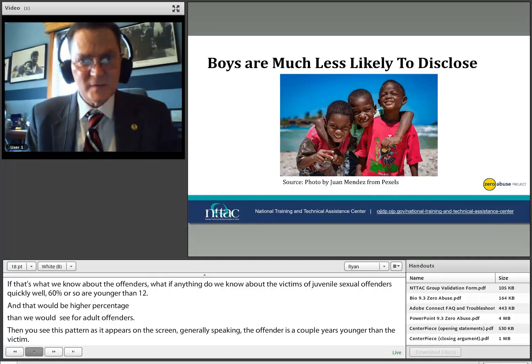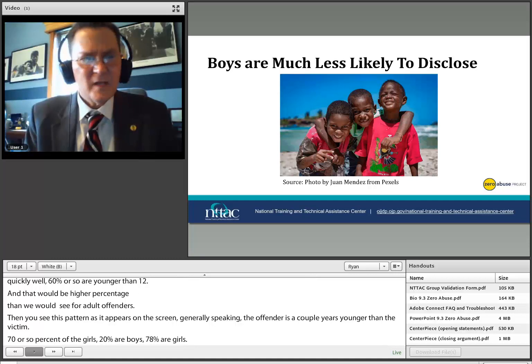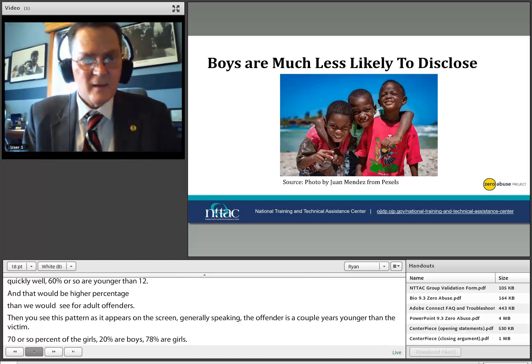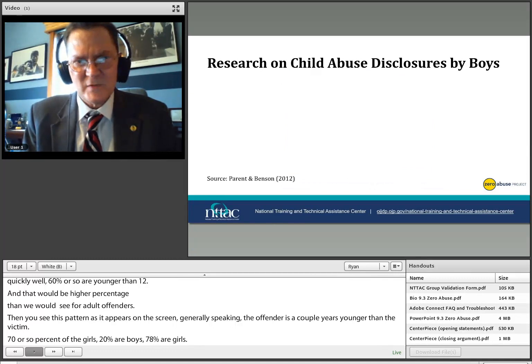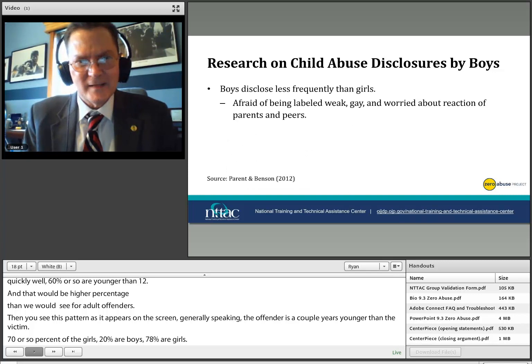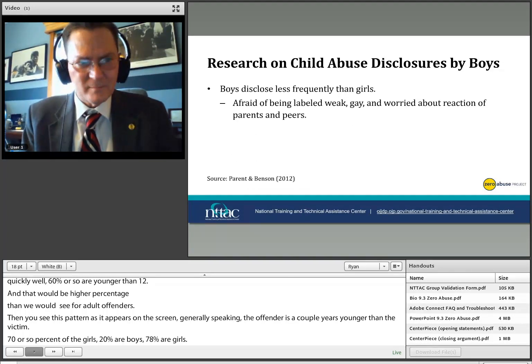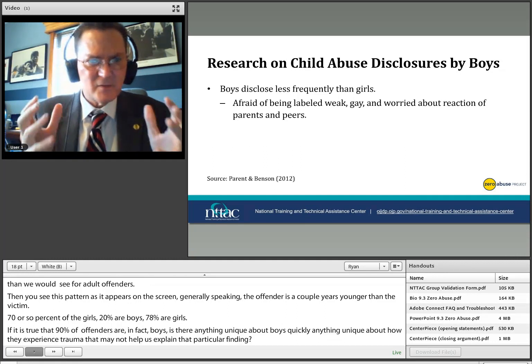Well, if it's true that 90% plus of offenders are, in fact, boys, is there anything unique about boys, anything unique about how they experience trauma that may help us explain that particular finding? There is some research that may shed some light on this. This study was of men who were sexually abused as children.